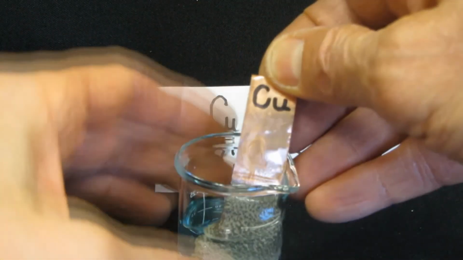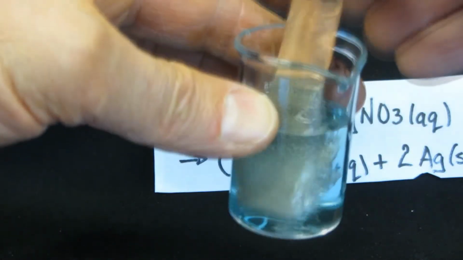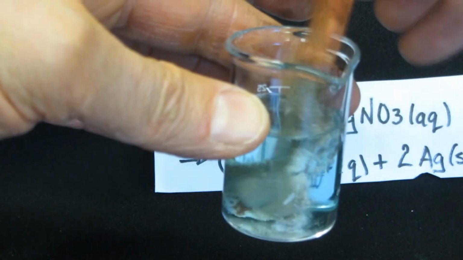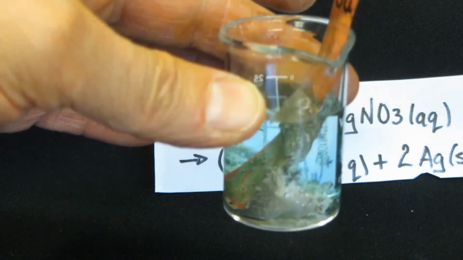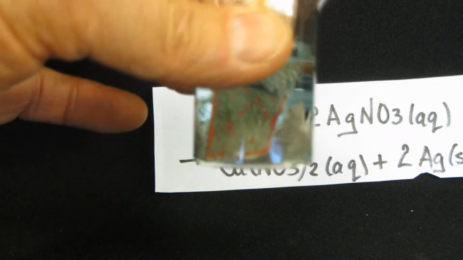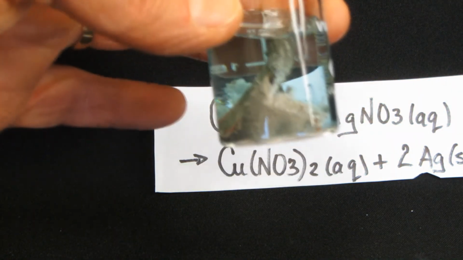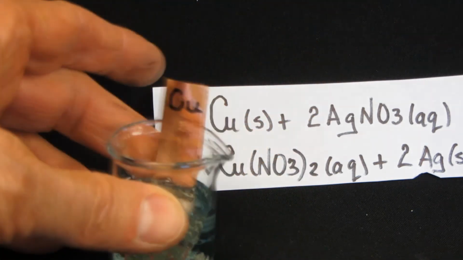After several hours, the reaction has come to completion, and all of the silver that was in solution has plated out as silver metal. Notice the solution has turned blue as some of the copper has oxidized to copper 2 ion and is now in solution.